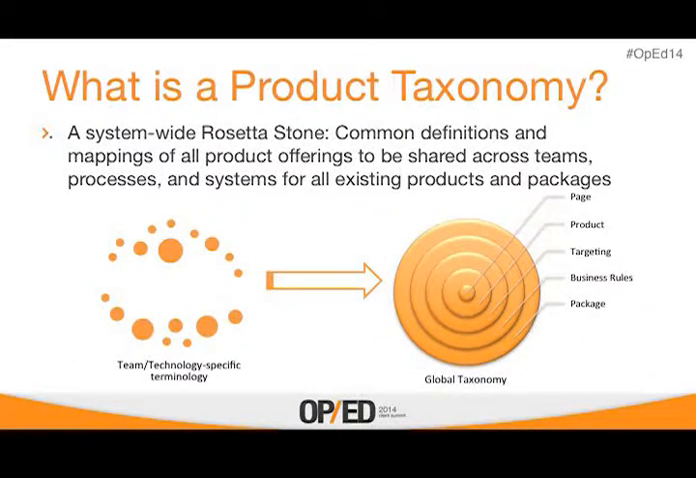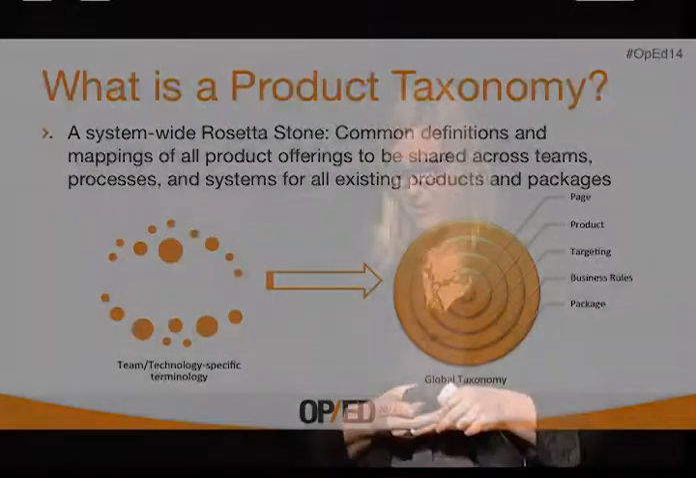So what's critical is that product taxonomy is this Rosetta Stone. It helps to bring together the multiple languages and helps to define them with common definitions across the organization. That team-specific definition, that technology-specific definition, they all get mapped in a way that makes your business communication more effective.